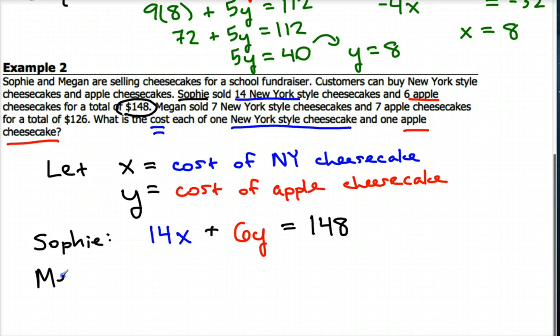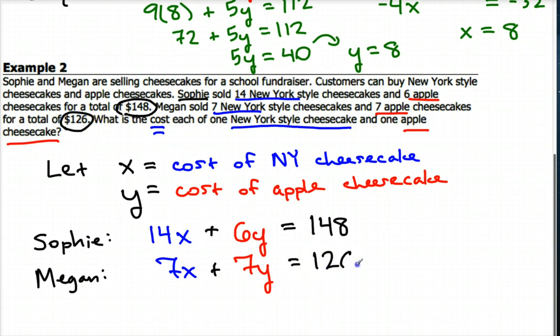Okay, and now we'll write an equation for Megan using the same process. Megan sold 7 of the New York style cheesecakes, so that'll be 7X, plus she sold 7 of the apple cheesecakes as well, so that'll be 7Y, and that's going to be equal to a total of $126, so equals 126. Okay, just like for the last problem, I want you to pause and solve that system of equations for me.